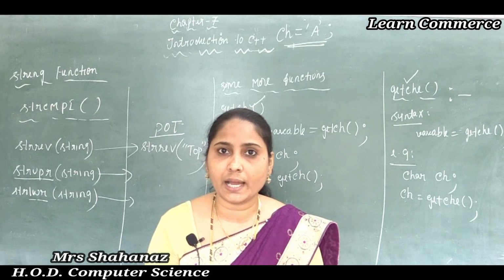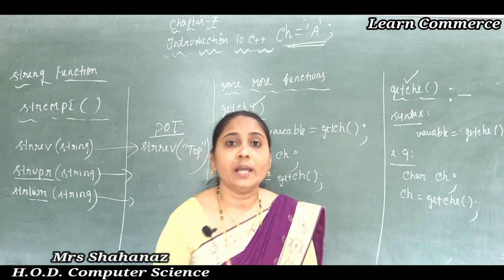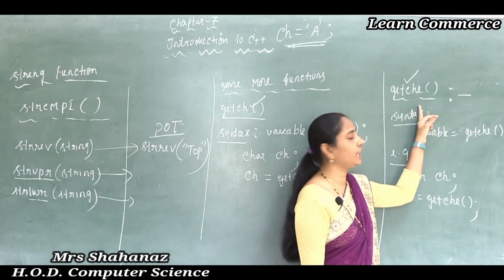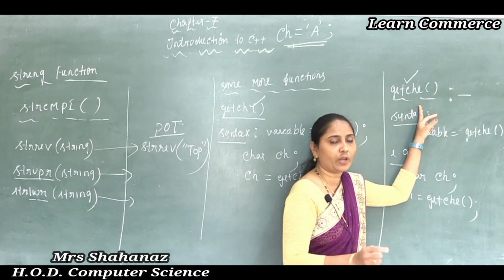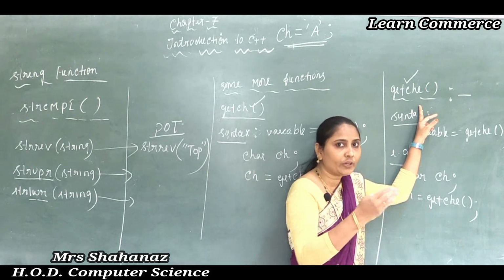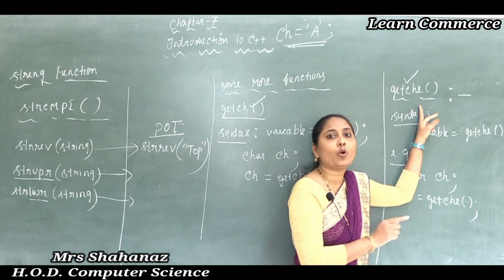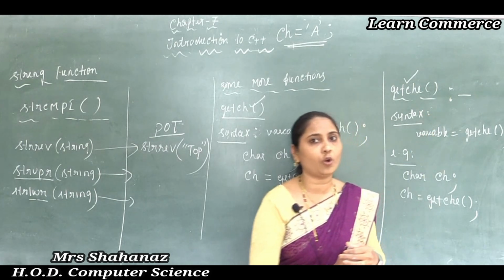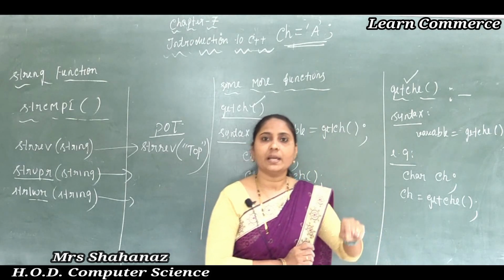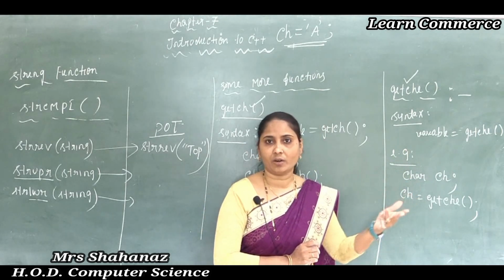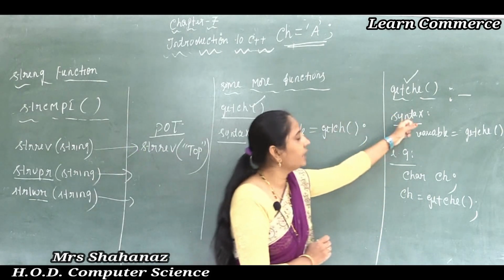This function reads the character from the keyboard. It is going to read the character from the keyboard. Correct? It accepts the character from the keyboard and also echoes the character. The meaning of echo is to display the character on the screen. So this is the difference between getch and getche.